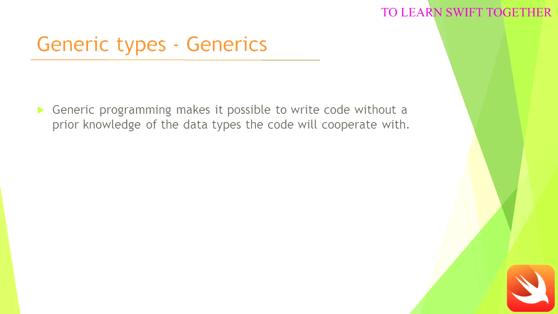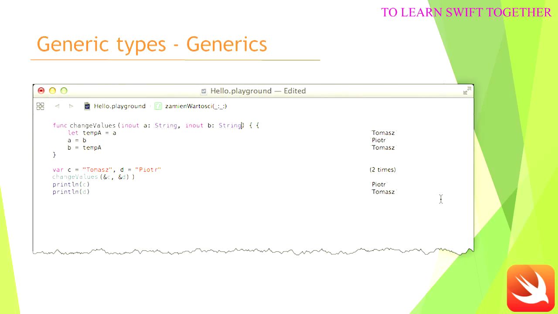Now let's learn something about generic types. Generic programming makes it possible to write code without any prior knowledge of the data types the code will work with. Let's look at a simple example. Imagine a function that substitutes two values with each other. In our example, these are two character strings that represent names. We can clearly see how the values assigned initially to the variables are substituted with each other.